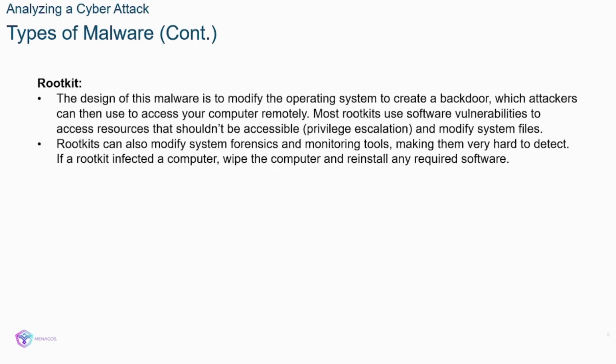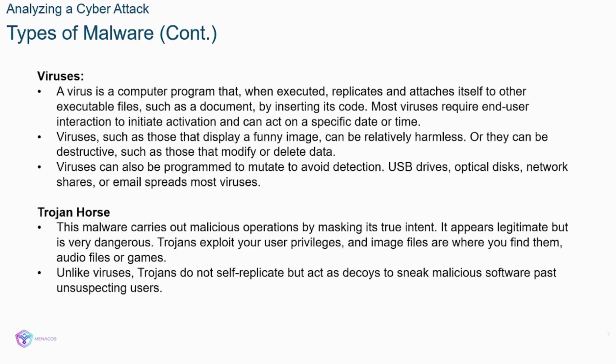Rootkits are especially dangerous because they dig deep into the operating system. They change files, hide their tracks, and sometimes the only solution is wiping and reinstalling everything. They're designed to stay invisible. Viruses and Trojans are classics. Viruses replicate themselves, sometimes harmless, sometimes destructive. Trojans pretend to be legit, like a game or a picture, but once opened, they unleash harmful code. The difference? Trojans don't self replicate, but they trick you into letting them in.